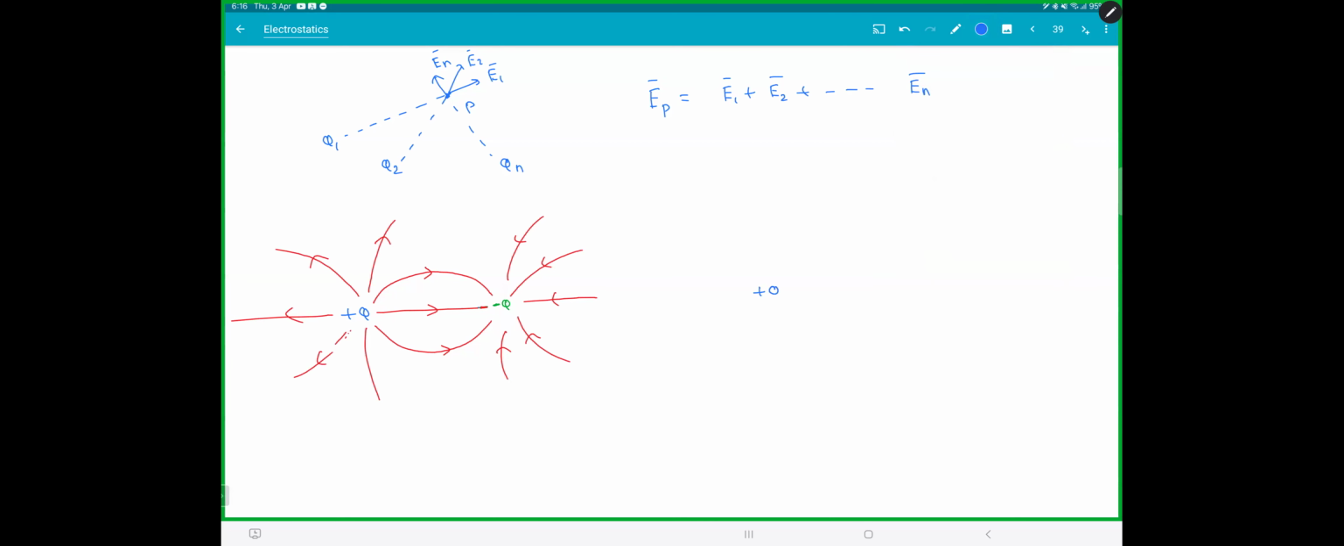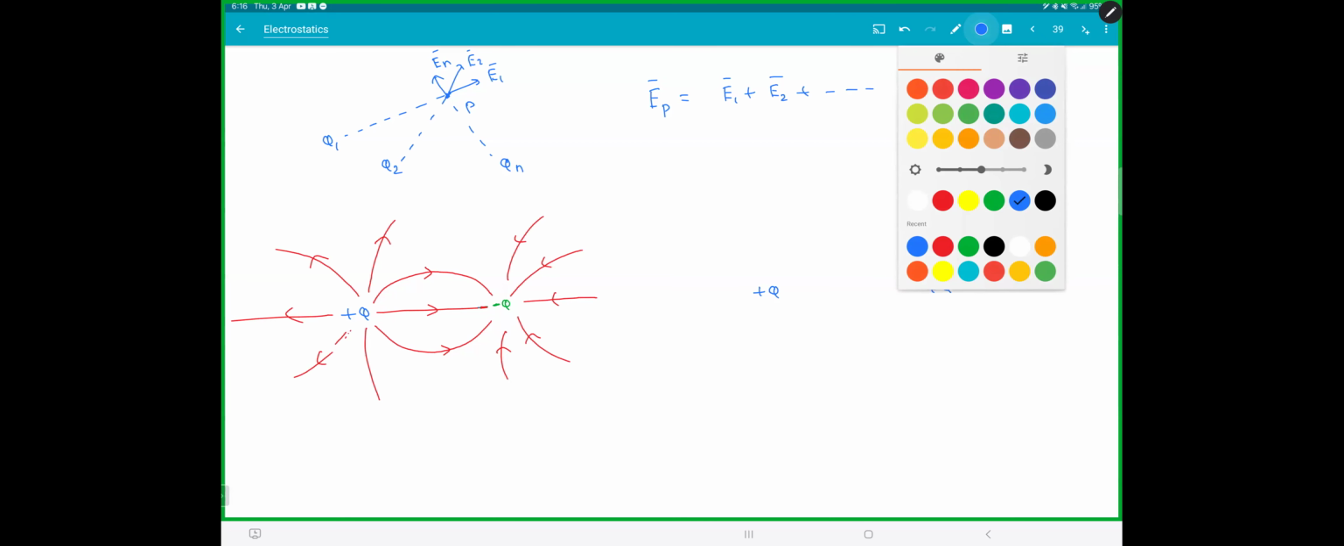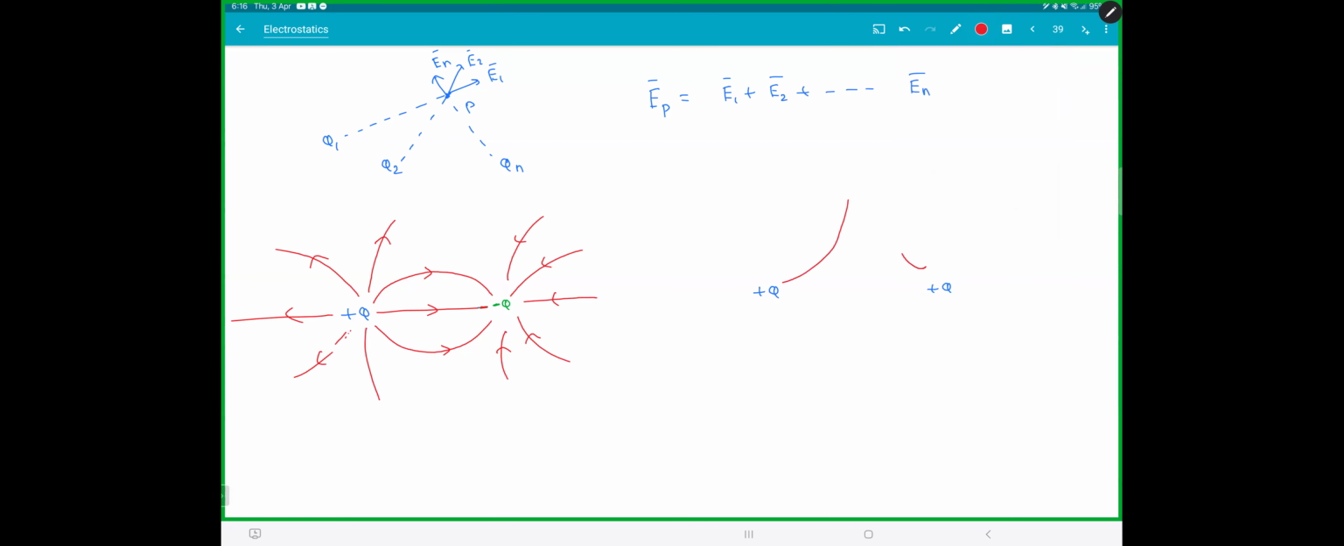What if you have both positive, plus q and plus q? So the lines will get pushed off like this. And like I said, the more lines you draw, the better picture you get. So the center will be a null point. Null point, or the field is zero in the center. That's how the field lines would look.